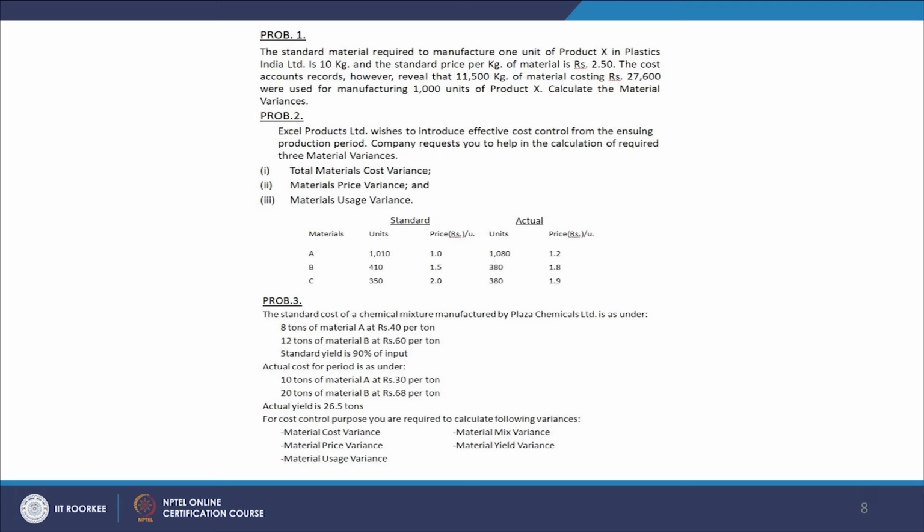We have to calculate these variances product wise. First you calculate the material cost variance for the products A, B and C individually and then sum them up. Then we calculate the material price variances for A, B and C, and sum them up. Then we calculate the material usage variance for A, B and C, and sum up. After calculating these three totals, the material cost variance, material price variance and material usage variance, equate them with each other. MCV should be equal to MPV plus MUV. Then we find out whether these variances are positive or negative, and the reasons for those variances.